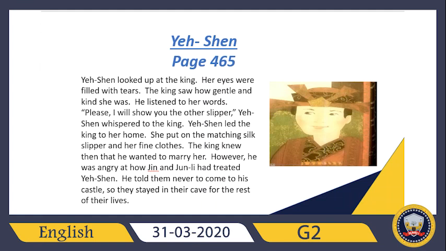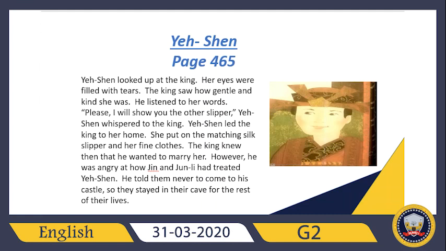However, he was angry at how Jin and Zhenli had treated Yi Xin. It means that Yi Xin told everything to the king, and the king himself saw how they were treating Yi Xin. So he did not like them and he told them never to come to his castle. So they stayed in their cave for the rest of their lives.